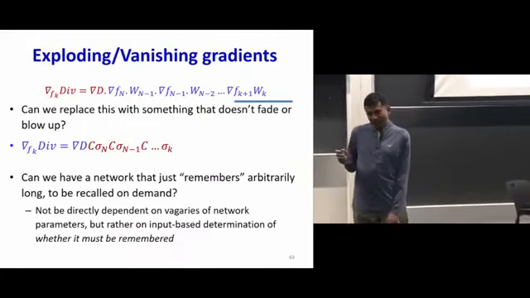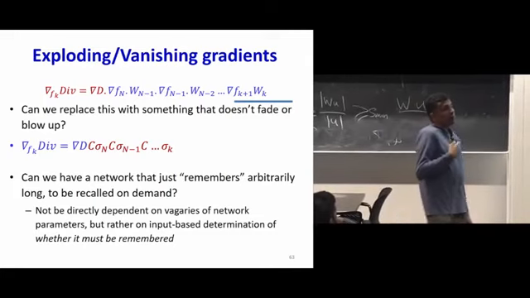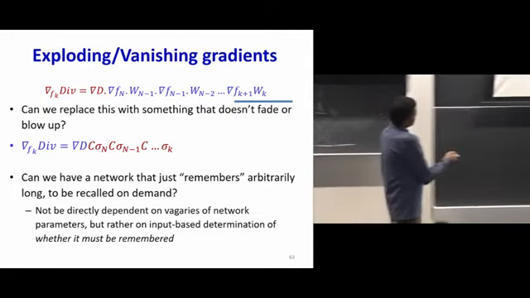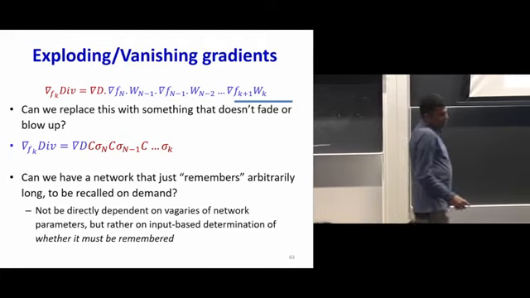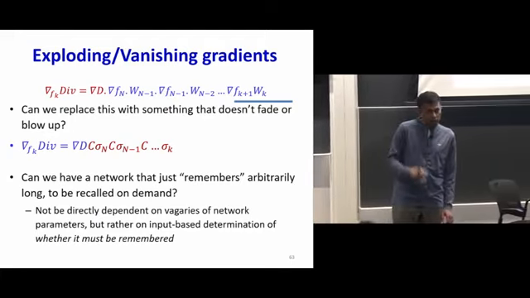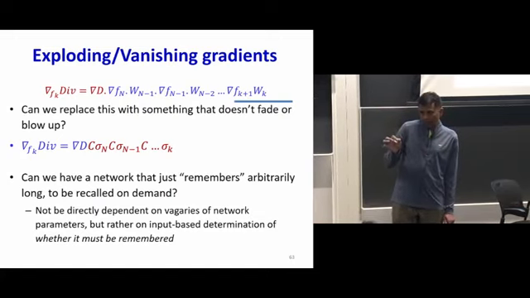Let's go back and look at our derivatives. What was the problem with our derivatives? The problem with our derivatives was that these guys tended to shrink or expand things. What is the ideal behavior we want? You want them to neither shrink things nor expand things.